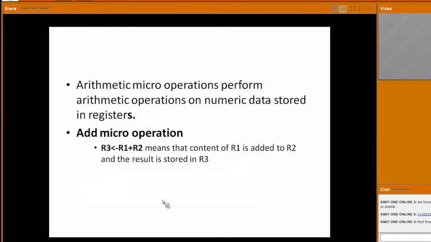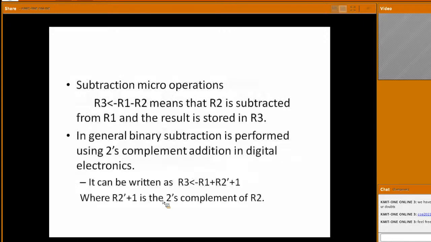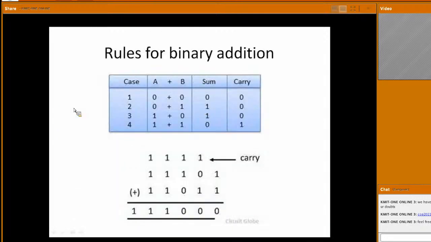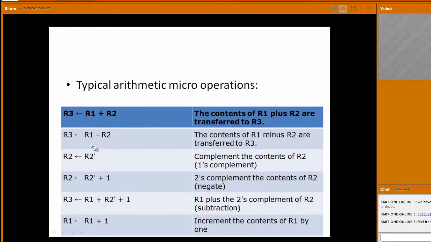Now we'll see the micro operations once again. What are the different arithmetic operations that can be performed? If the operation is something like R3 ← R1 + R2, it represents an add micro operation. That means the R1 content is added to R2 and the result is transferred to R3. Next, if the micro operation is R3 ← R1 - R2, it means R2 is subtracted from R1 and the result is again transferred to R3.